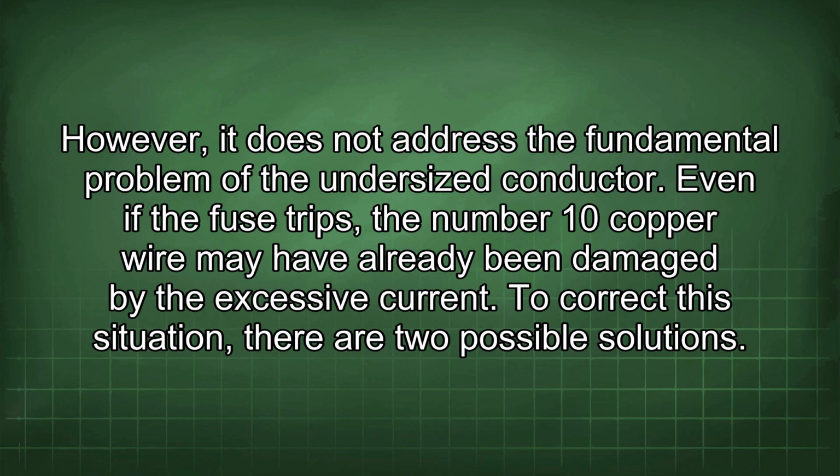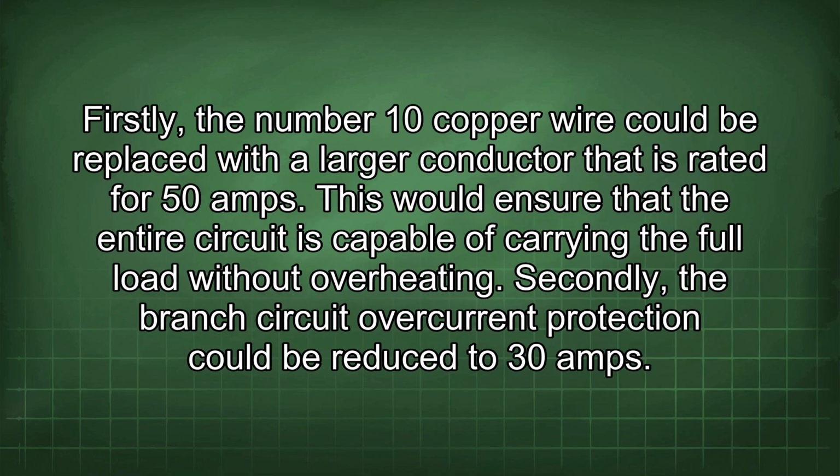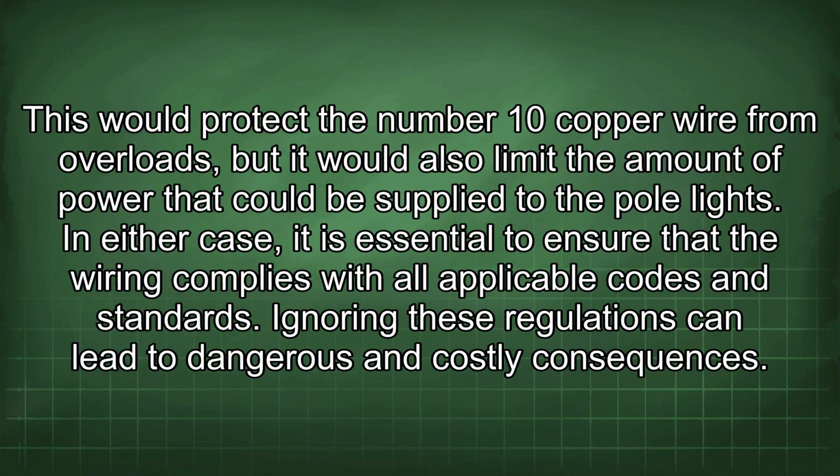To correct the situation, there are two possible solutions. Firstly, the number 10 copper wire could be replaced with a larger conductor that is rated for 50 amps. This would ensure that the entire circuit is capable of carrying the full load without overheating. Secondly, the branch circuit overcurrent protection could be reduced to 30 amps. This would protect the number 10 copper wire from overloads, but it would also limit the amount of power that could be supplied to the pole lights.